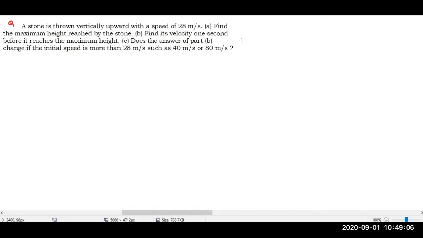So first we will find the maximum height. Maximum height will be how much? The formula for maximum height was H max equals U square by 2G. So U is how much? 28 square by 2 into 10. So whatever we are getting, that will be our answer.